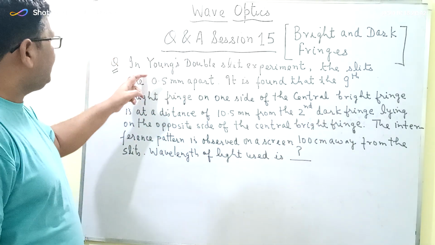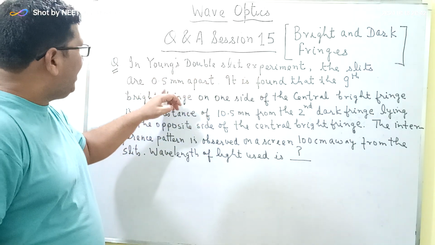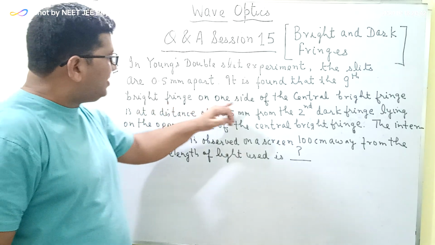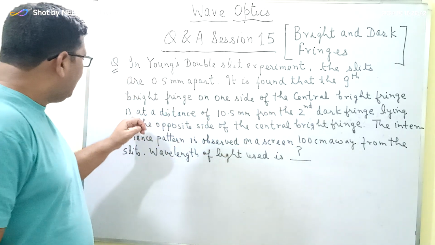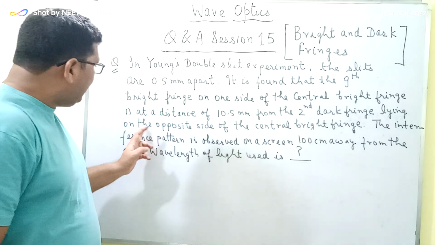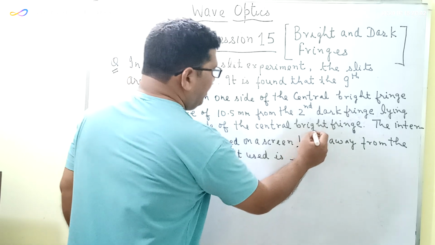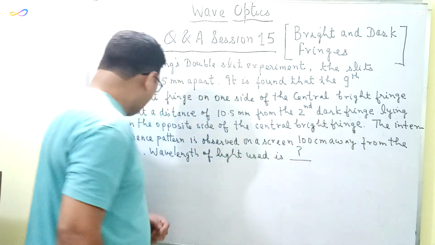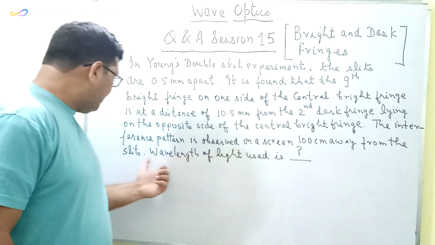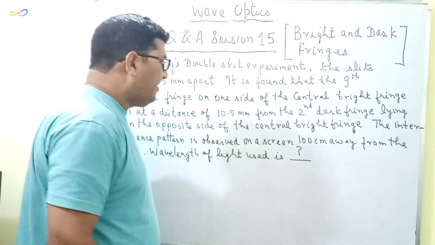So the question here is: in a Young's double slit experiment, the slits are 0.5 mm apart, and it is found that the ninth bright fringe on one side of the central bright fringe is at a distance of 10.5 mm from the second dark fringe lying on the opposite side of the central bright fringe. The interference pattern is observed on a screen which is 100 centimeter away from the slits. So the wavelength of the light used is what we have to find.